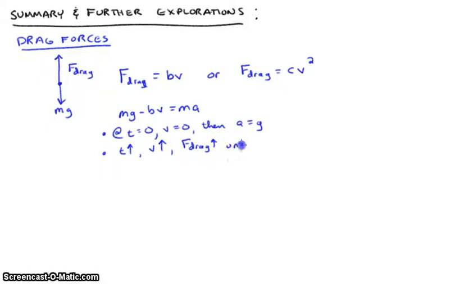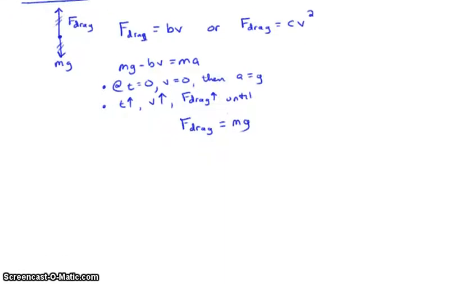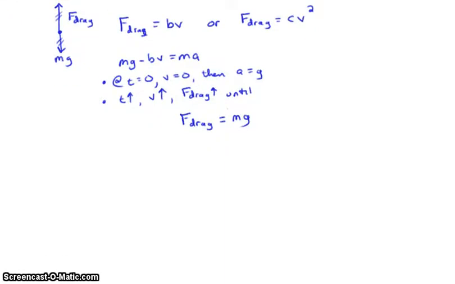until some magical point where the drag force equals the weight. Because when this happens, if this force is equal to this force, then they tie. There is no net force, there's no more acceleration, you're going as fast as you will ever go, and we call that speed terminal velocity. So this is where you've reached terminal velocity.